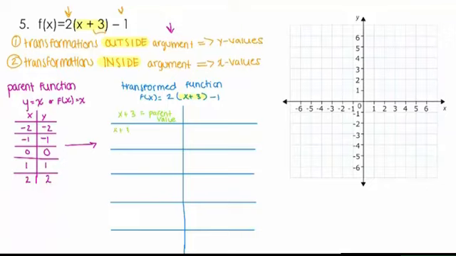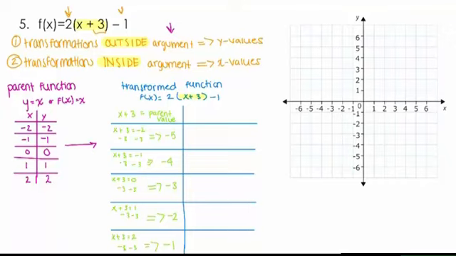So this is what that looks like. X plus 3 is equal to -2. And now you're just going to solve for x on each of these. So when you do that, you will get the new x value. When you get -2 minus 3, that is -5. Subtract 3, this gets you -4. And that is for our x values.